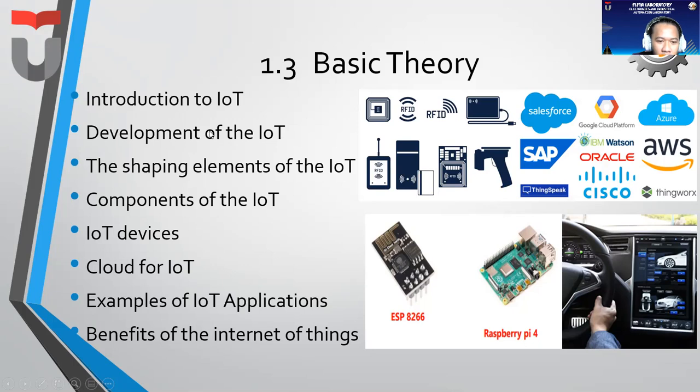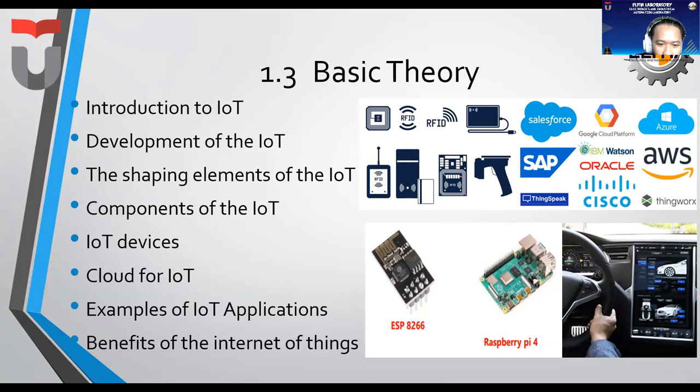For the first theory, introduction to IoT. IoT, Internet of Things, or better known as IoT, is a concept where certain objects have the ability to send and receive data over the network without the need for interaction from human to human or from human to computer device.